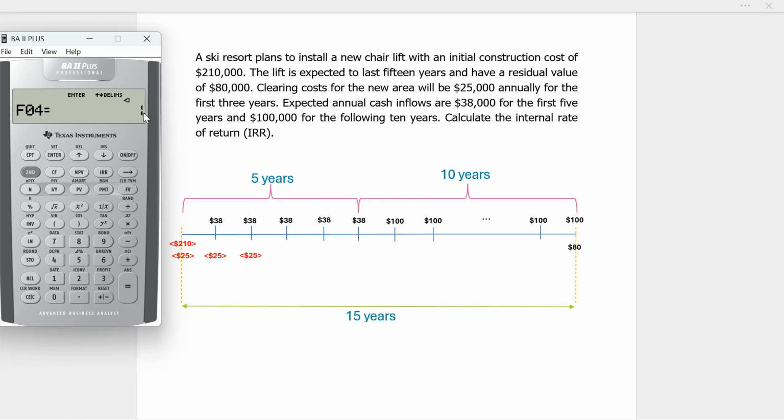After entering all the numbers, go down and make sure all the C's are 0 and F's are 1. If you don't do that, you get a wrong answer. Then to find the rate of return, I'm going to press IRR and then CPT. That would be the internal rate of return for this project.